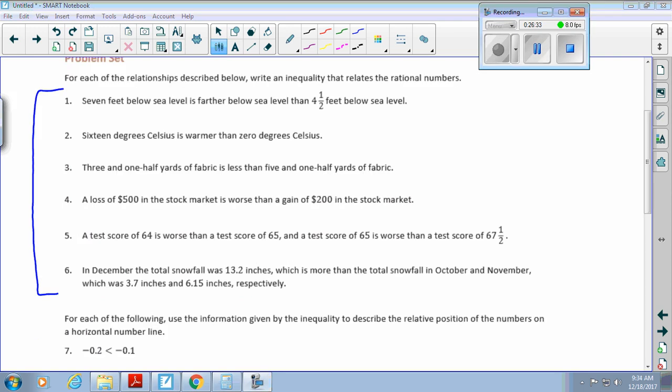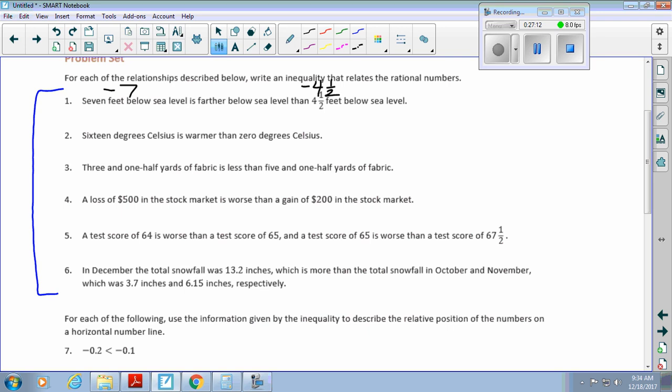Okay, so you need to read each problem, and then you're going to write it as an inequality statement with the number monster in there. 7 feet below sea level. What integer is that talking about? 7 feet below sea level. What number is that, Jasmine? -7. Well, -7. And that's farther below sea level than 4.5 feet below sea level. What rational number should we write there? What number is that? 4.5 feet below sea level. -4.5. Very good.